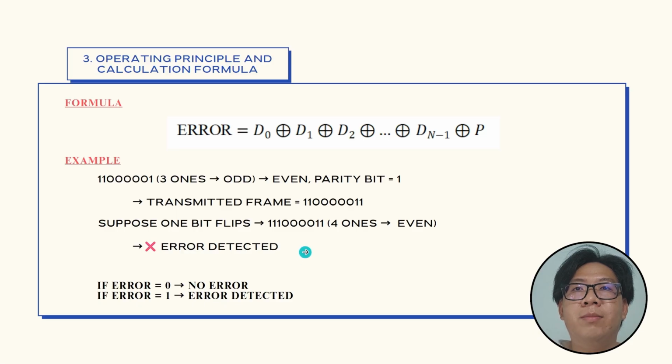Here we can see a simple example. Let's take the data 11000001. There are 3 ones, which is an odd number, so we add the parity bit of 1 to make the total count even. The transmitted frame becomes 1100000011. Now, if an error occurs, say 1 bit flips during transmission, the number of ones in the received frame will no longer be even. The difference allows the system to detect that an error has occurred.